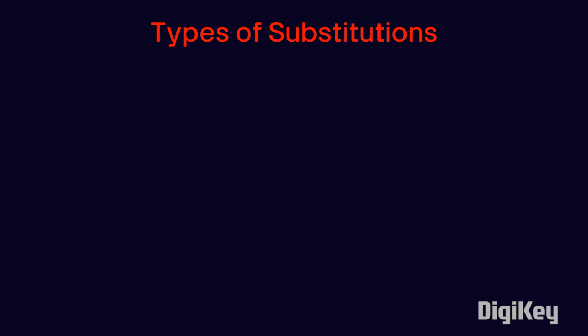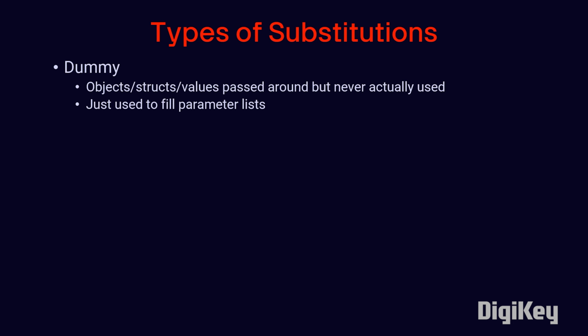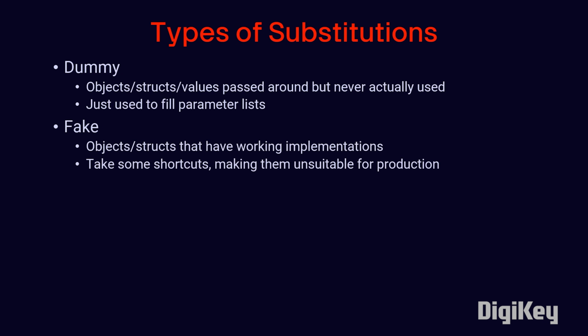The definitions can vary depending on who you ask, but here are some of the terms you'll come across. The first is a dummy. This is when something in the code, like an object, struct, or value, is passed around but doesn't actually do anything. It's just there to fill out parameters in, say, function calls. The next is a fake. These are objects or structs that have mostly working implementations, but they can take shortcuts, which make them not really suitable for production. Then you have a stub.